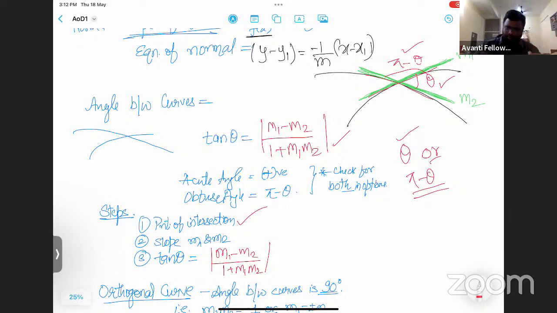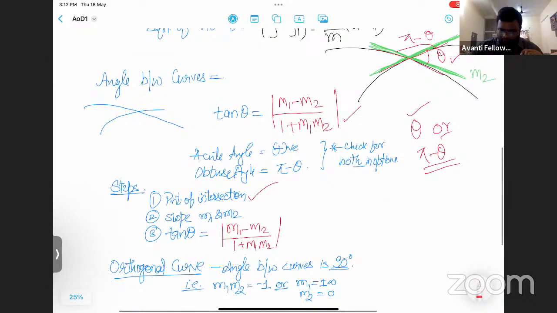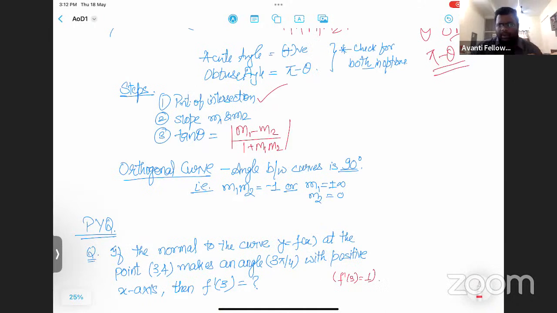Okay, great. So we'll move on to the last tiny bit of this particular theory, the tangent and normal: orthogonal curves. Orthogonals, we all know, means perpendicular. So two curves are said to be orthogonal when they intersect at 90 degrees at each point of intersection. This is very important to keep in mind; only then will the curves be orthogonal.